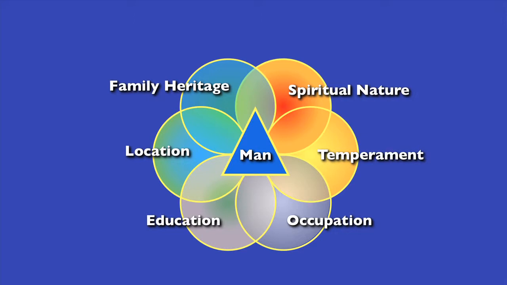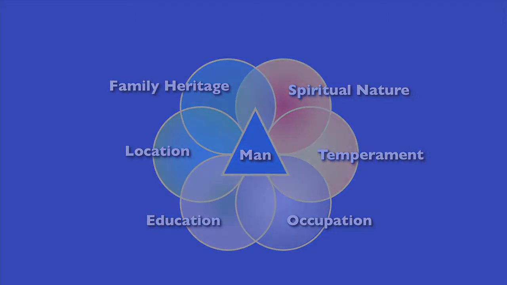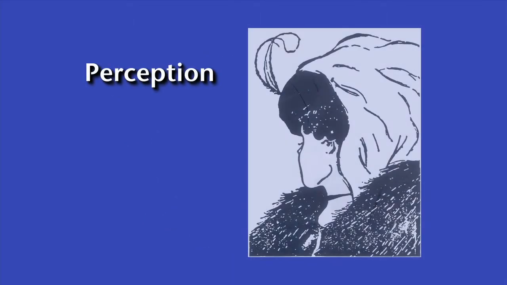No 2 people will see things exactly alike. In fact, 2 people can look at the same picture and see it differently. Take, for example, this picture. This is a famous picture that most of you have all seen before. For those who have not, who do you see? The old lady or the young lady? Or can you see both?